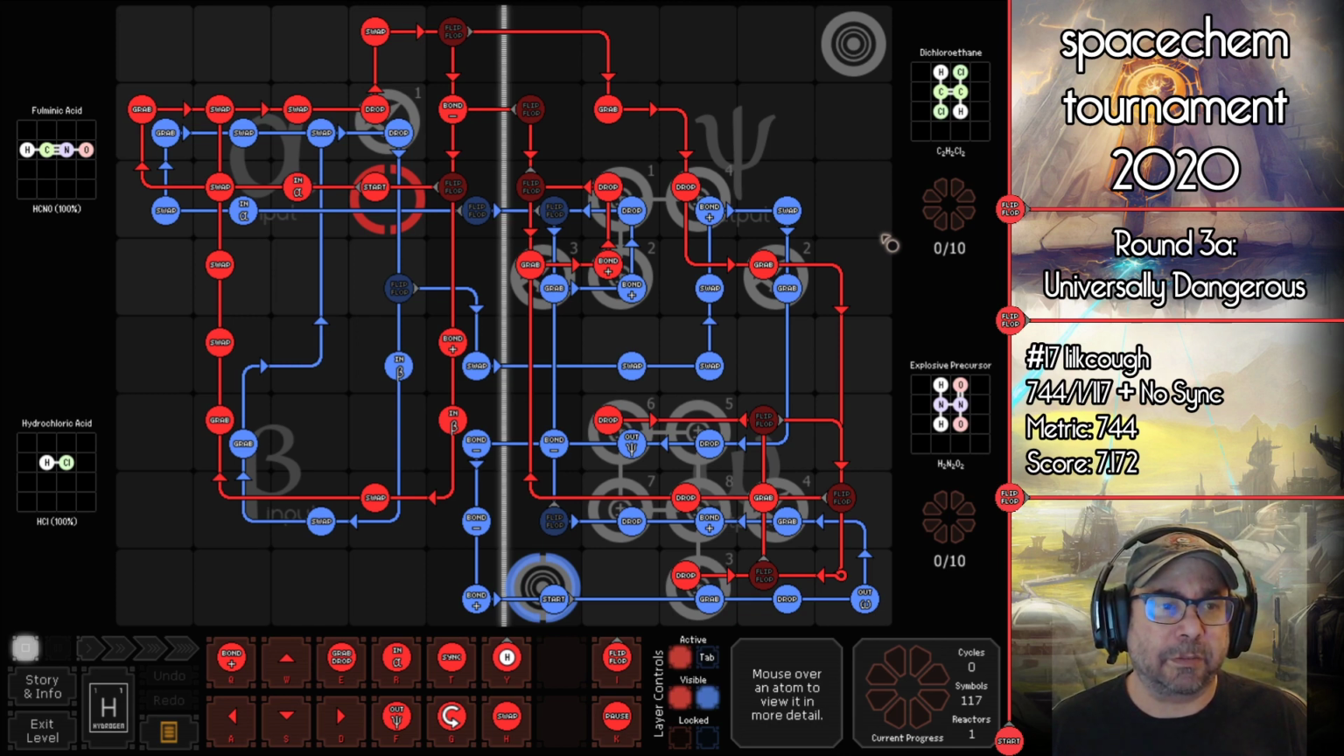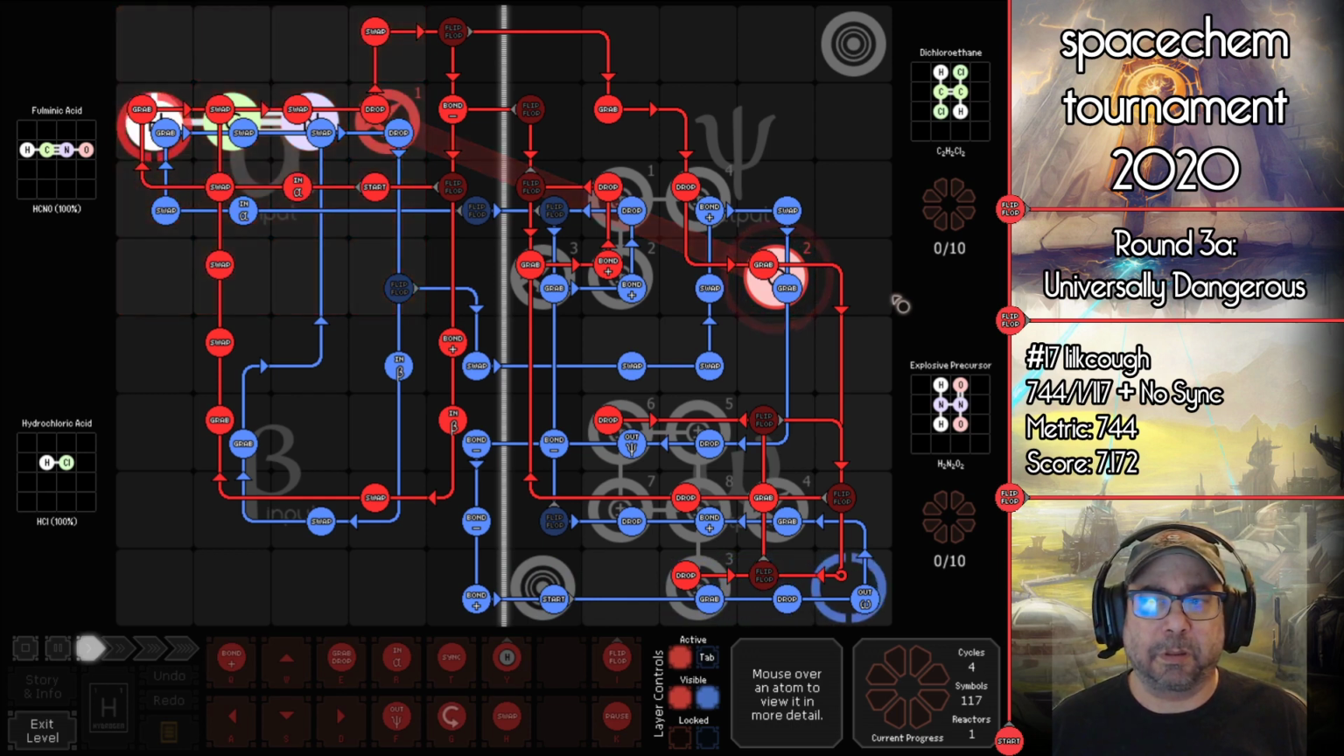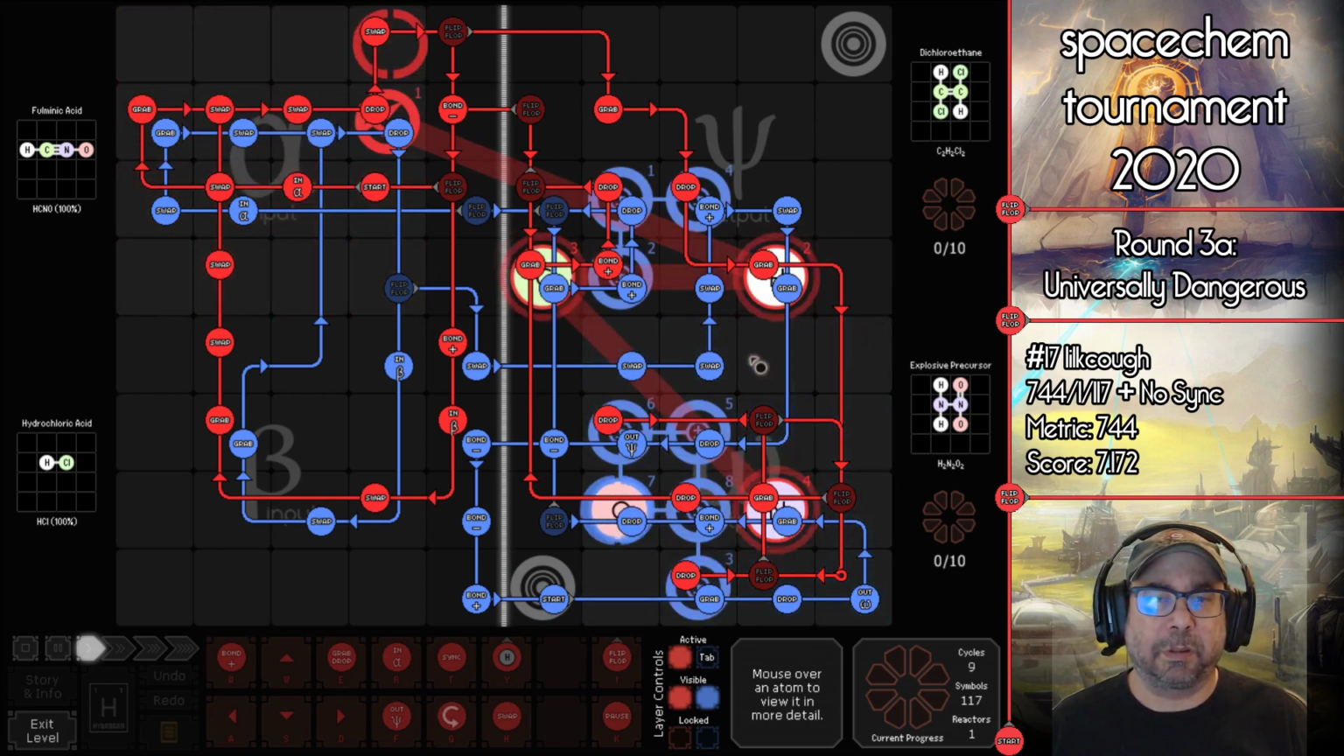Right, so lilkcough has a lot of fiddling around with bringing inputs from alpha and beta to fit right through his only swapper on the left side.